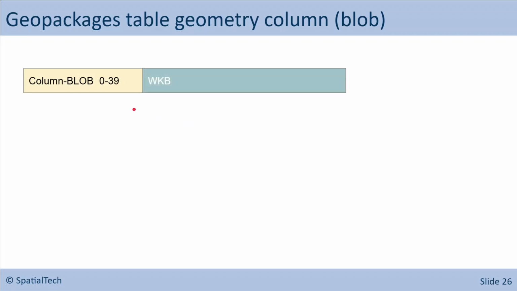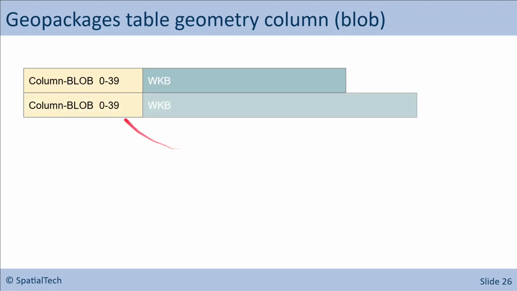And so there will be, from 0 to 39, the first 40 bytes of the file, and that is like a header, and then you hit your well-known binary. So the first 40 bytes tells you, I guess, but we'll get into it, header information about, hey, what am I looking at? Hey, you're looking at a 3D point with an SRID. And then OGC well-known binary follows that.